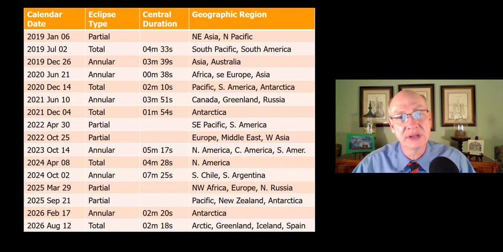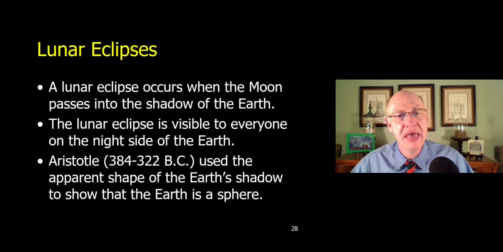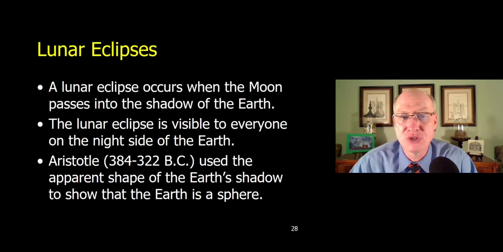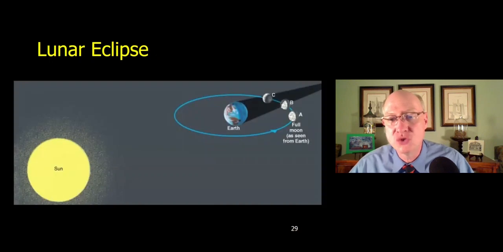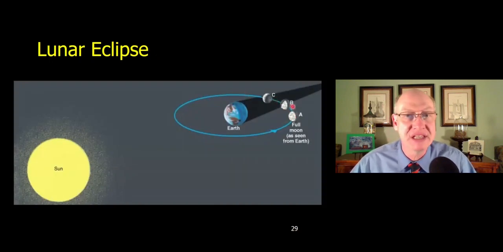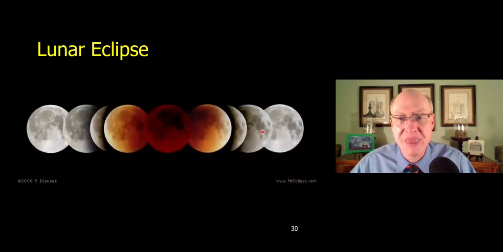So those are solar eclipses. What about lunar eclipses? Lunar eclipses are what happens when the moon passes into the shadow of the Earth. So a lunar eclipse is when the moon, in its orbit around the Earth, passes into the shadow of the Earth. Basically what happens is the moon goes from being full to passing into the shadow of the Earth and almost disappearing. We'll talk in a second about why it doesn't completely disappear, and then recovering and coming out the other side.